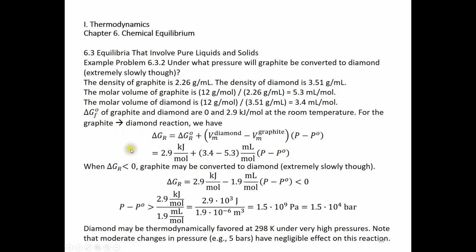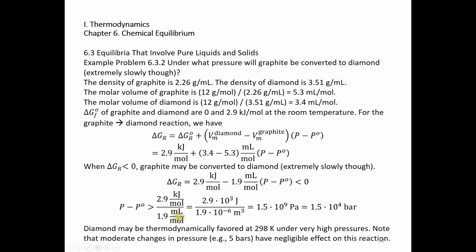This happens only when delta G of R is less than 0. The reaction moves forward spontaneously. So I'm going to say when this whole thing is less than 0, or the Gibbs energy of this reaction is less than 0. Either way is correct, but now I'm going to use this inequality. I'm going to say this is less than 0, and this can be converted to P minus P naught should be greater than 2.9 kilojoule per mole over 1.9 milliliter per mole.